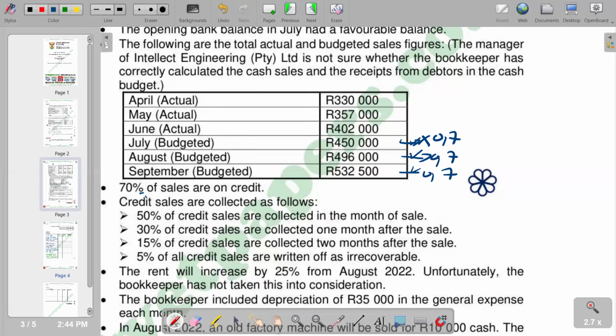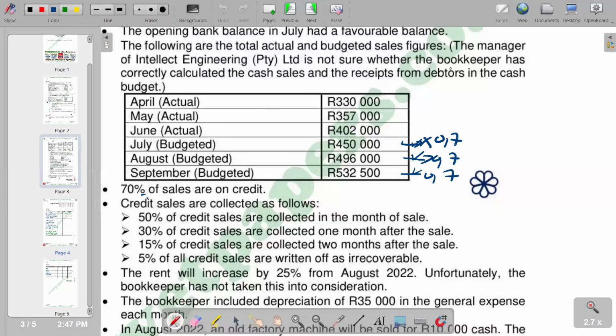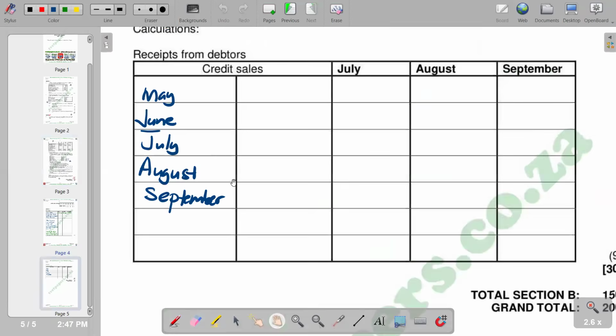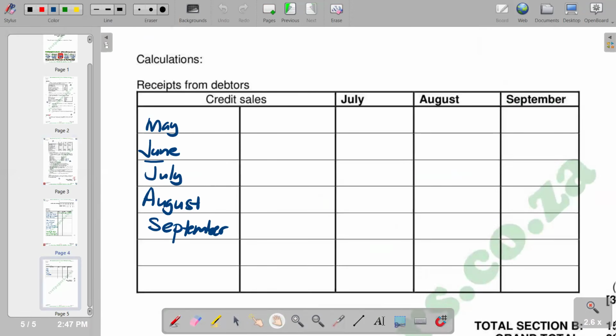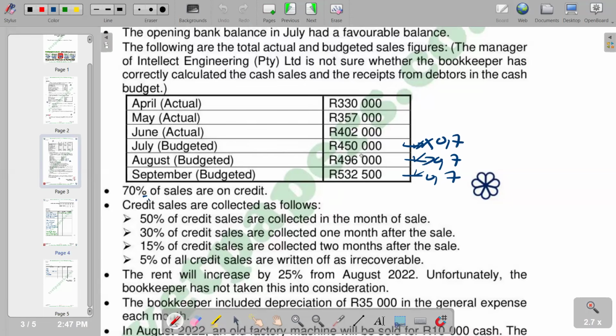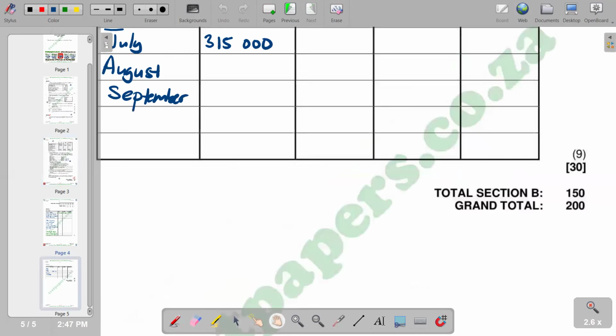For July, if you say 450,000 times 0.7, you are going to get credit sales of 315,000. You indicate in your schedule 315,000. So you come to your receipts from debtors and indicate the credit sales for July as 315,000. Then for August, you say 496,000 times 0.7, and you get 347,200.